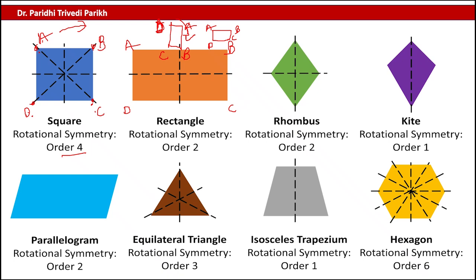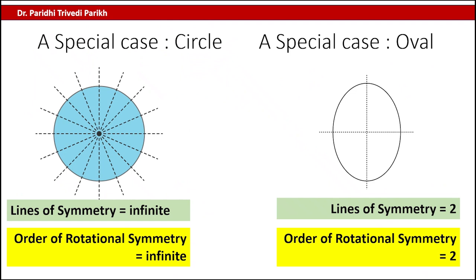Similarly, the order of rotational symmetry for rhombus is 2, kite is 1, parallelogram is 2, equilateral triangle is 3, isosceles trapezium is 1, hexagon is 6. You check it through. If you have any doubt, please let me know in the comment section. I'll make a more detailed video next time. But I think with this understanding, you can go further.